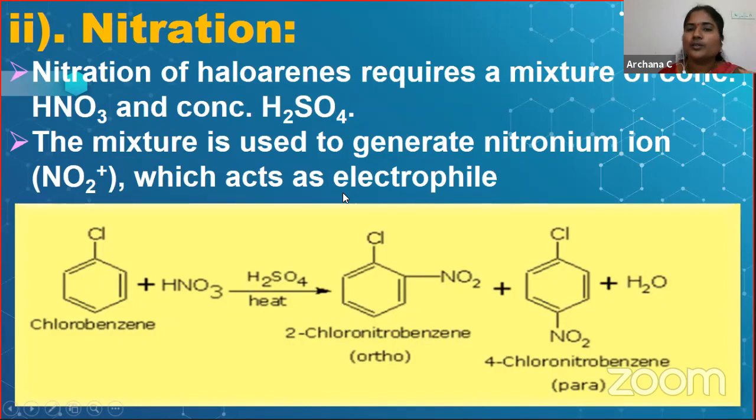So now what we have to do? This electrophile should attack at which position? So ortho or para position. It will be same for all the ones. So you have to remember that both ortho and para products are going to be formed.